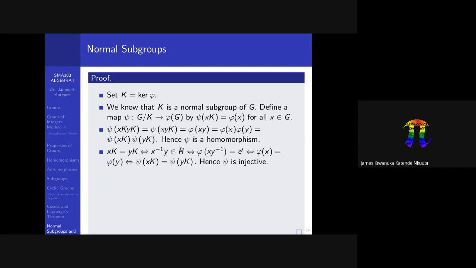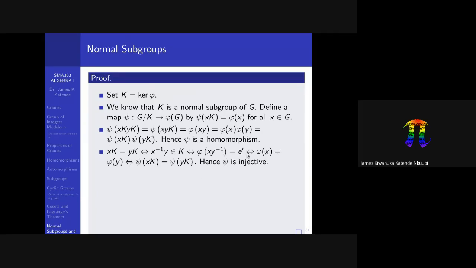x inverse y is an element of K. That means they're related under the equivalence relation that we defined earlier. So if x inverse y is in K, now I should have written x inverse y here. If it's in the kernel, then it means it must be mapped onto the identity in the image, right? Which we shall call e prime. But then this means that the image of x should be equal to the image of y.